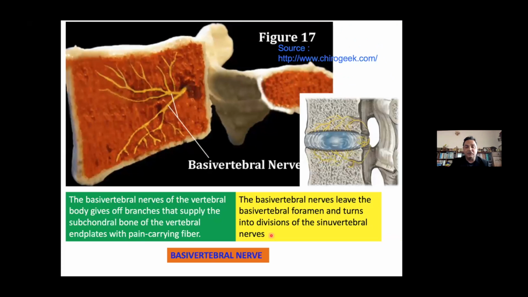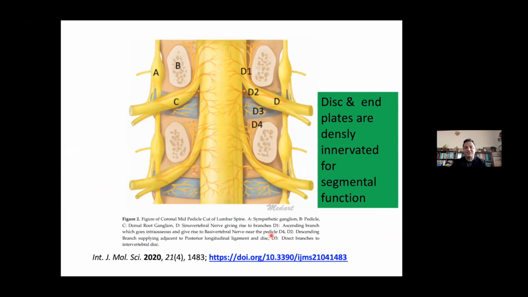And we all know that these end plates are innervated by the basivertebral nerve. These are the pain generators. And this is the picture that shows that discs and end plates are densely innervated for the segmental dysfunction, because these are the pain generators. That's why in some cases we have to do discectomy, in some cases we have to do fusion surgery, depending upon the pathology.